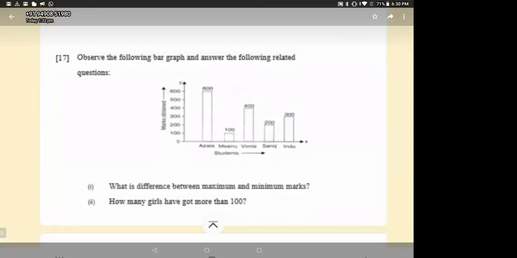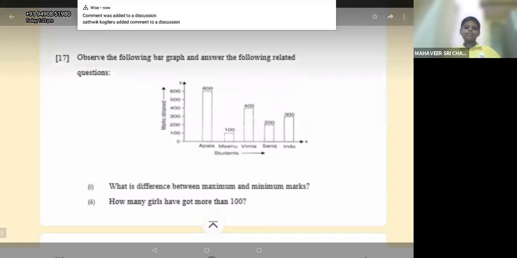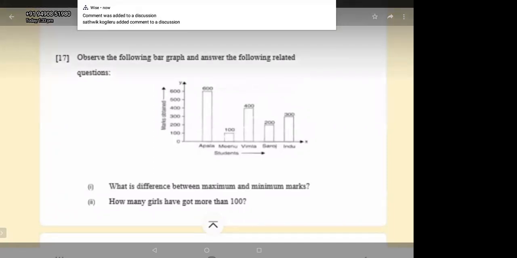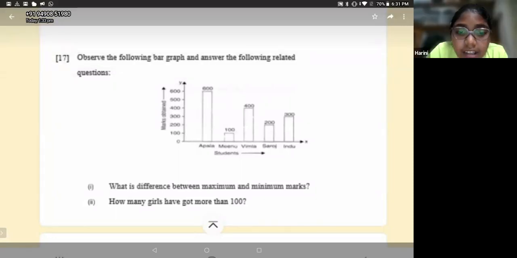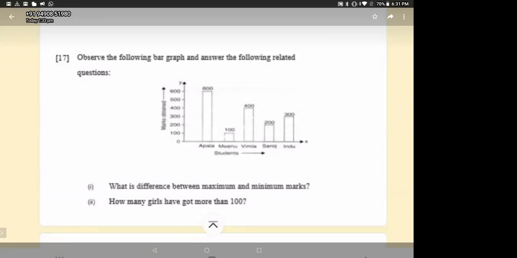Observe the following bar graph. What is the difference between maximum and minimum marks? Ma'am, the maximum marks are 600 and the minimum are 100. So 600 minus 100 is 500.